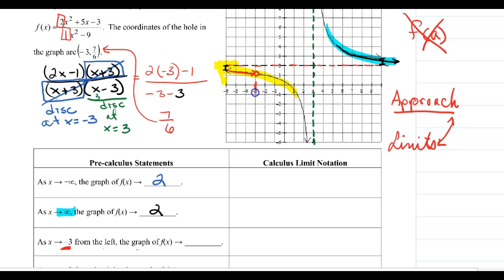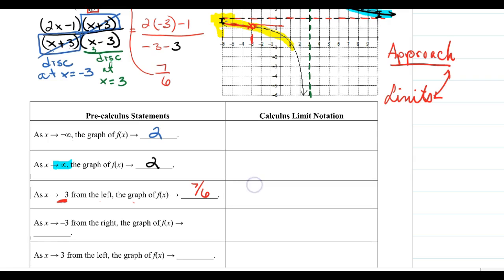So as I approach, as I head toward -3 from the left, I'm heading toward this point, which we determined was 7/6, the y value there. You can see this is just a little bit above 1 right here. Okay, so this one is 7/6.